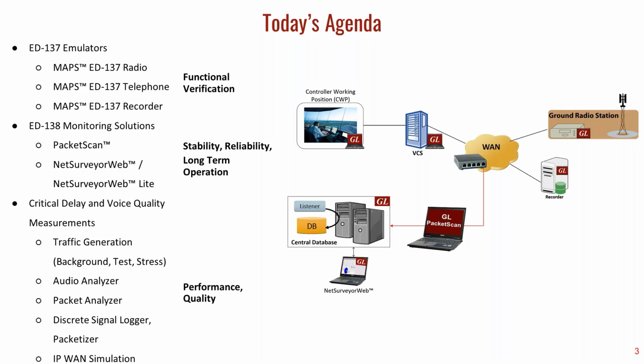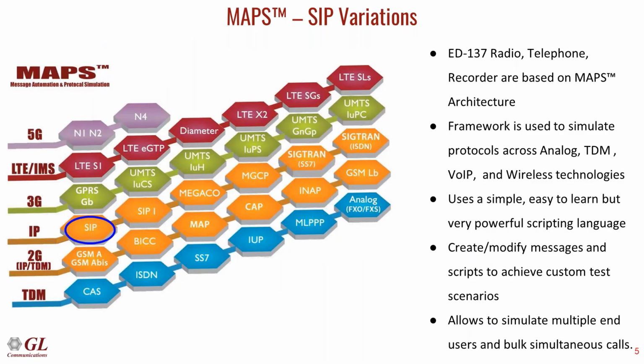And for that, we also have a test and measurement suite consisting of various elements that allows us to measure the delays and performance of these networks. Okay, Srinivas, would you like to tell us a little bit about our architecture for our emulators, recorders, and also our critical delay measurement suite, all based around what we call MAPS, Message Automation and Protocol Simulation. This is a key feature of our product suite. Srinivas? Yeah, thanks, Vijay. Hello, everybody.